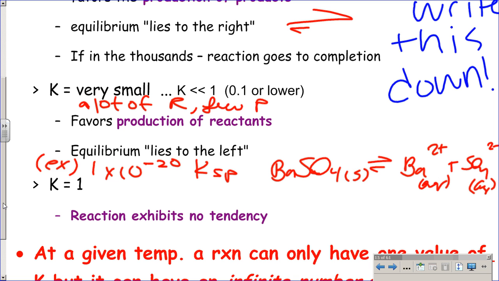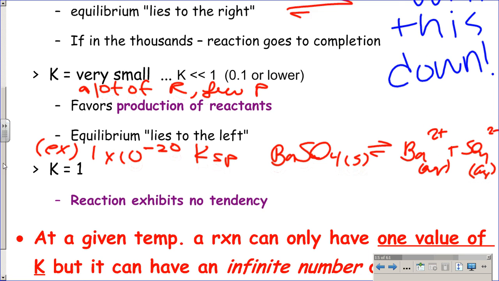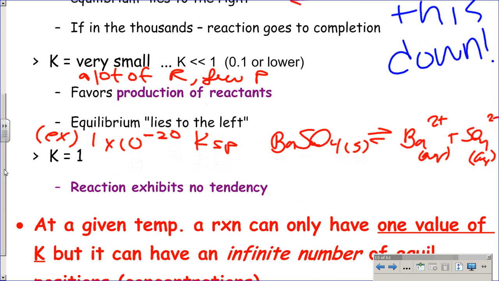How would you write "very times a million"? They would probably laugh at me for that. No, you would just say the amount that is dissociating is negligible. Big words. Okay. Last part down here.